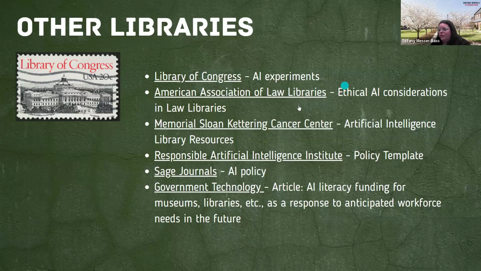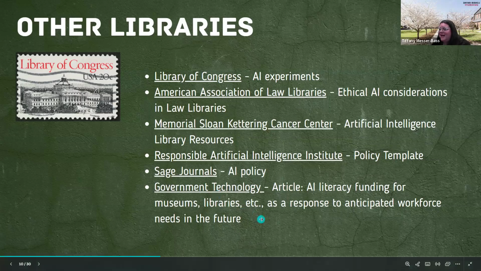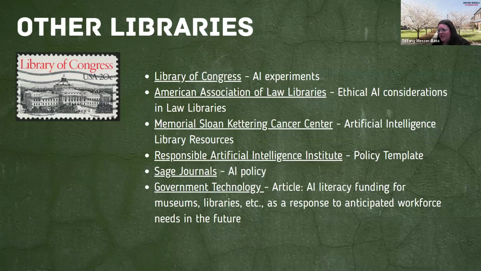I've linked an article here. It is out of date, but I still felt like it was worth keeping in. So this article is about AI literacy funding, I believe 4.1 million for museums, libraries, etc. The deadline to apply was in March, but going back to that very first statistic, all those jobs that will be part of the workforce, I would look for that funding to show up again. So maybe this is worth bookmarking. It's definitely worth a read anyway.